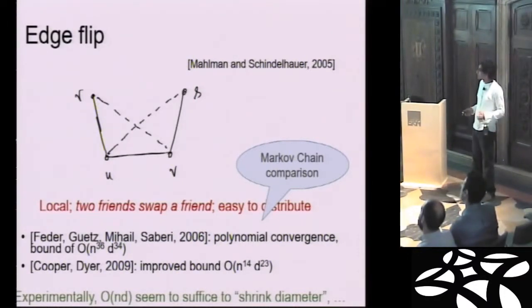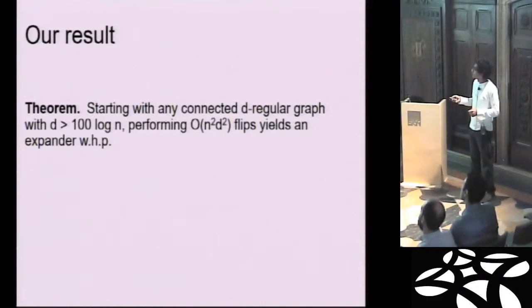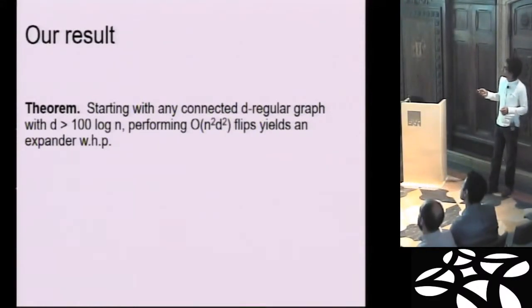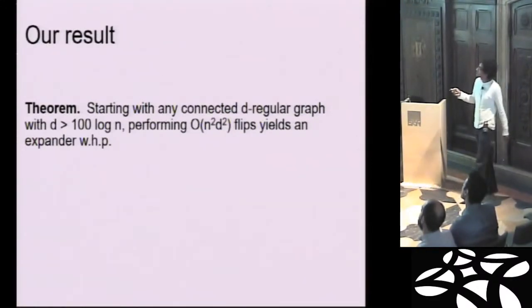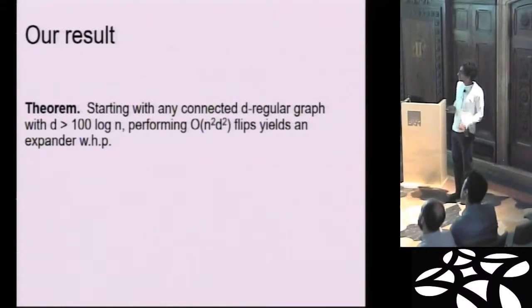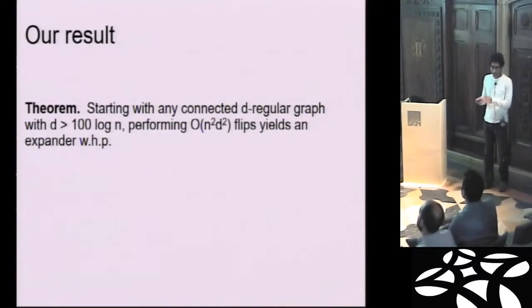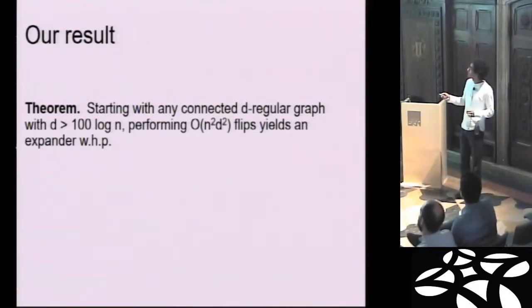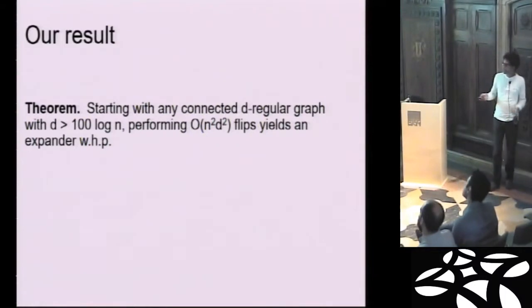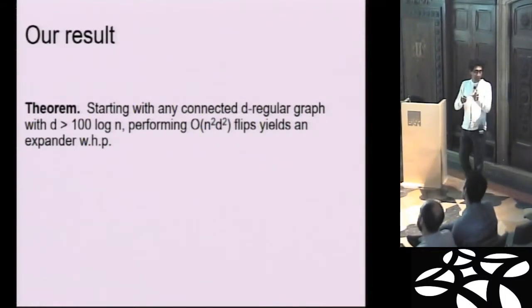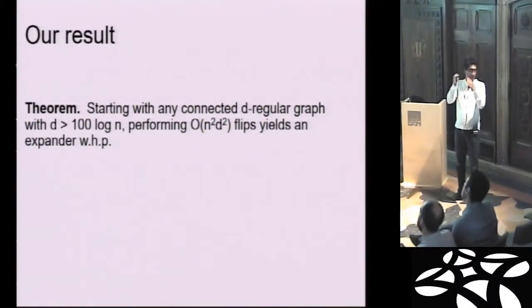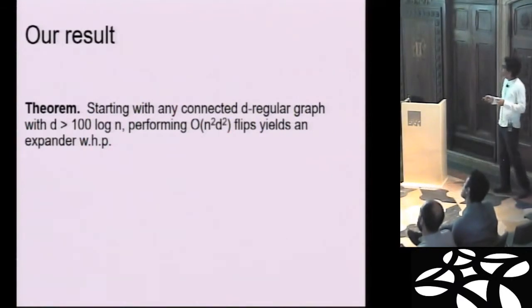And this is what we mainly show. So what we show is we can't quite show nd, but what we can prove is that if you have any connected d-regular graph, and d is not too small, it's at least log n, then we can show that if you do something like n squared flips, so flip again, remember, is this length 3 path and then you change the corner edges, we show that you get an expander with extremely high probability.